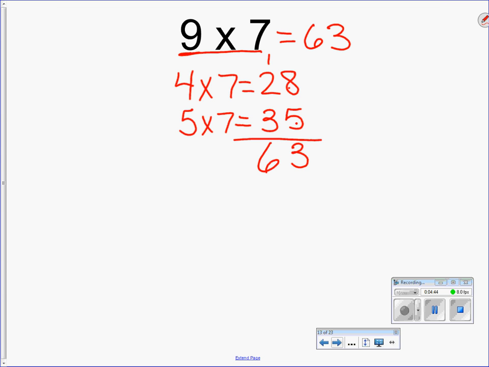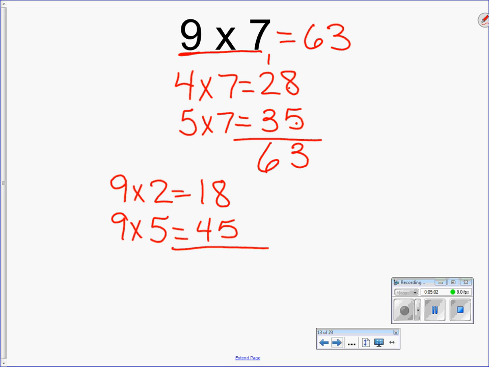Okay? Or you could even break apart the 7 and do 9 times 2 equals 18. And then we'd have 9 times 5, which equals 45, because it doesn't matter which factor that you break apart. 8 plus 5 is 13, 4 plus 1 is 5, plus 1 more is 6, 63, and it doesn't matter which way you do it, the product is going to be the same, 63.